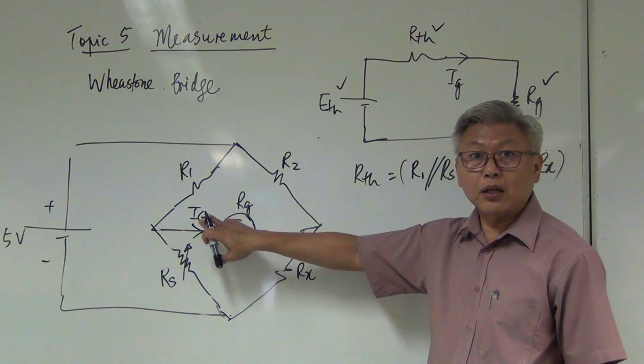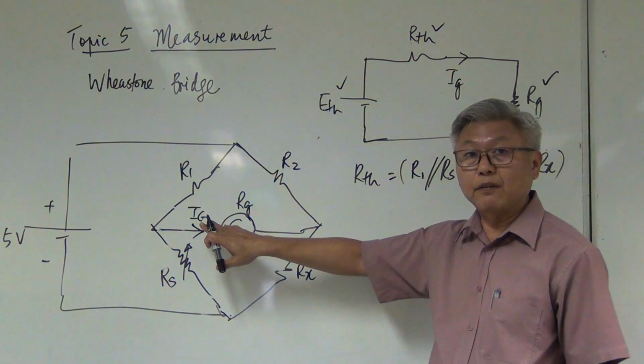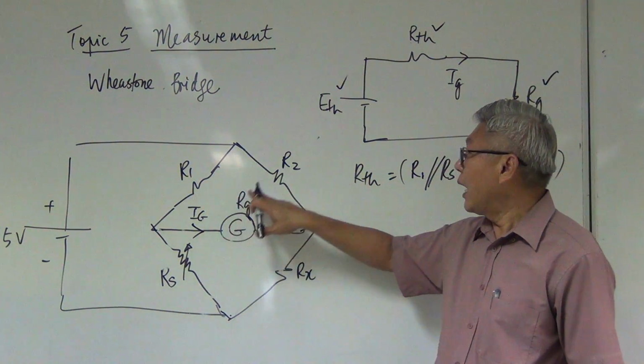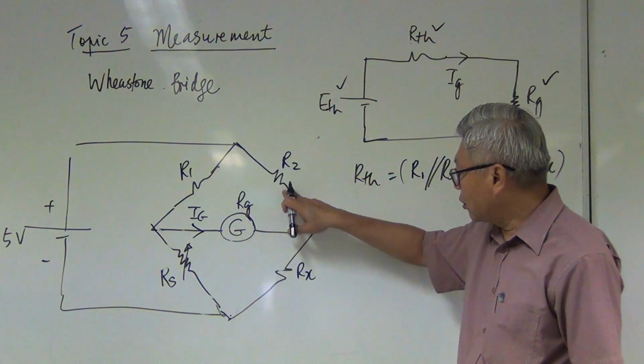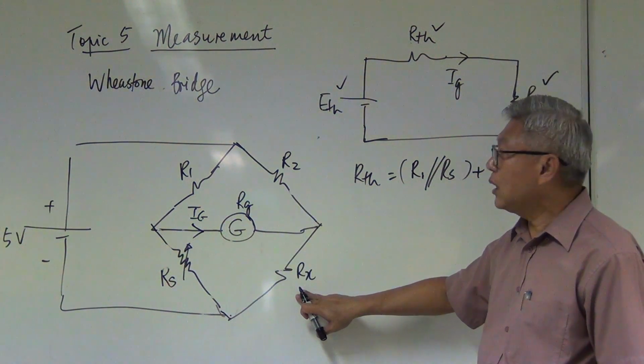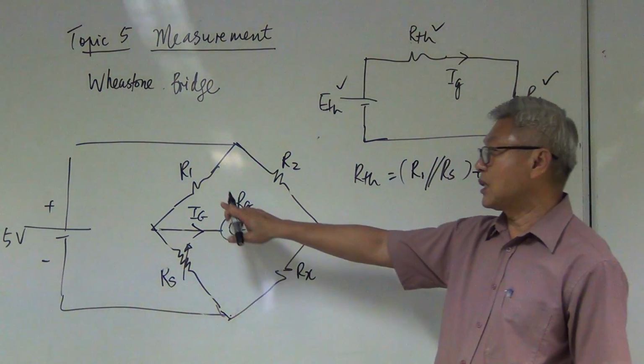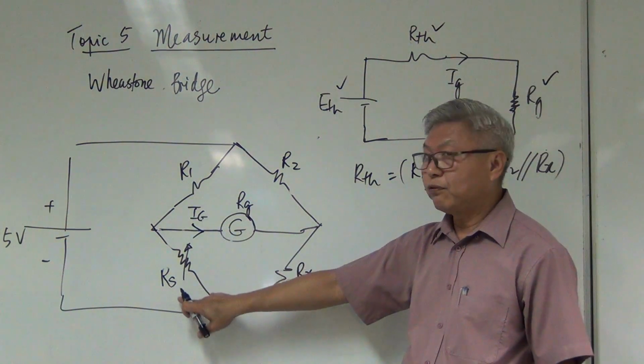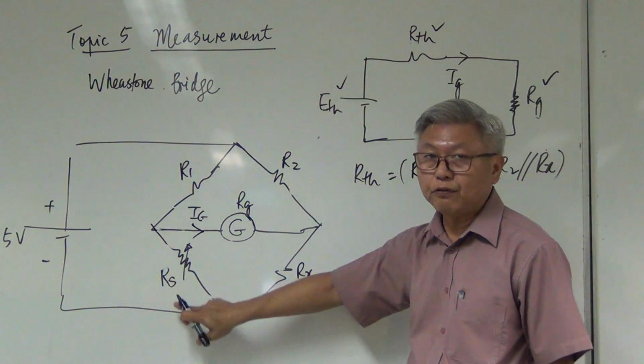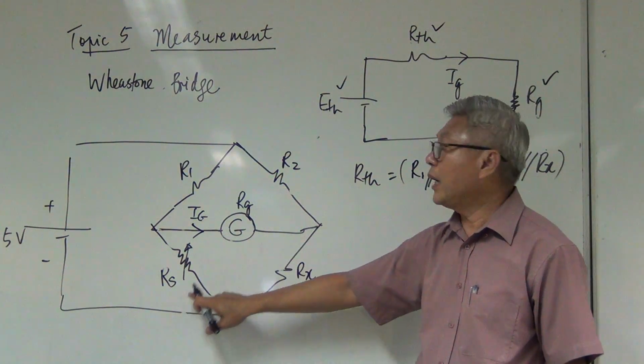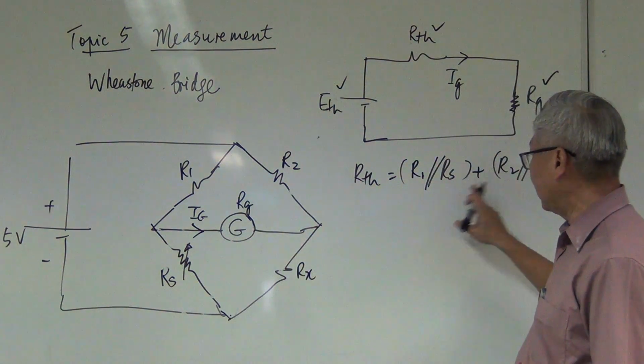In this circuit, you cannot see that it's parallel. You must bring it to the Thevenin equivalent circuit, then you can see that R1 is parallel to this, and R2 is parallel to this. Say, for example, you know the resistance values: 1000 ohm, 500 ohm. Let's say 1000 parallel with 500 ohm, and then these two resistors parallel with each other.